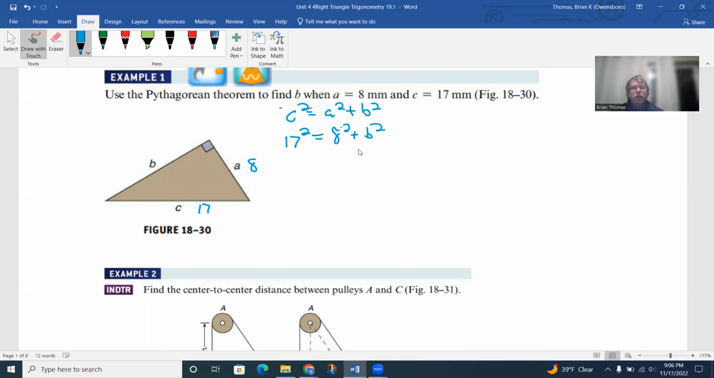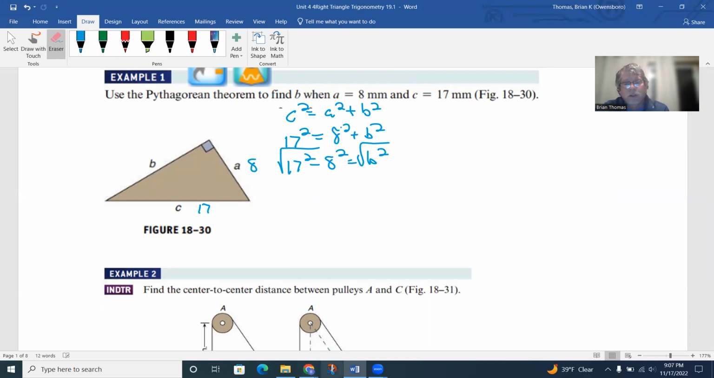To solve for b, we have to subtract the 8 squared from each side. So that's going to be 17 squared minus 8 squared is equal to b squared. Then we have to take the square root of each side to get the answer. And remember, when you take the square root, this is supposed to be a plus or minus answer. But remember, we're talking about the length of a triangle, so the plus or minus does not come into play here. This is simply going to be a positive answer.